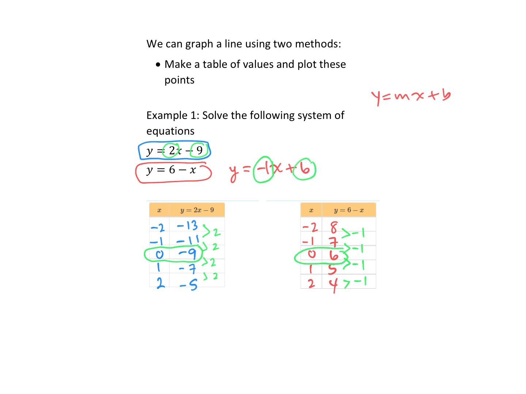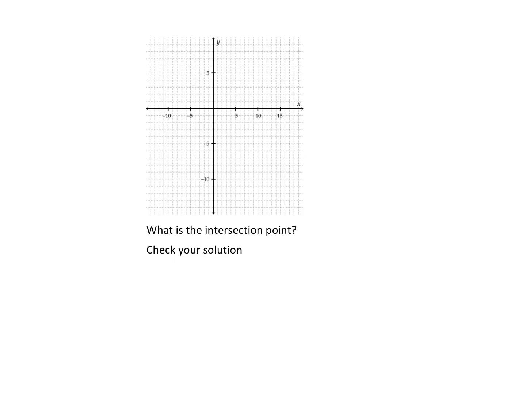So I can plot these points on the same grid, and then we had negative 1, 7 in this grid. We'll do it in blue. Negative 2, negative 13, which is here. And then we had negative 1, negative 11, 0, negative 9, 1, 7, and 2, 5. So here is my blue line.